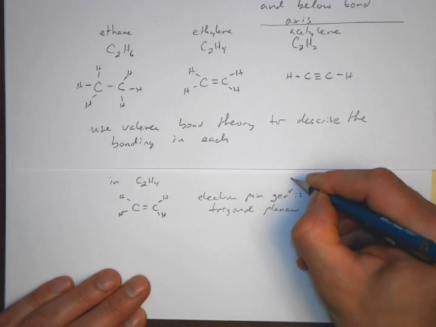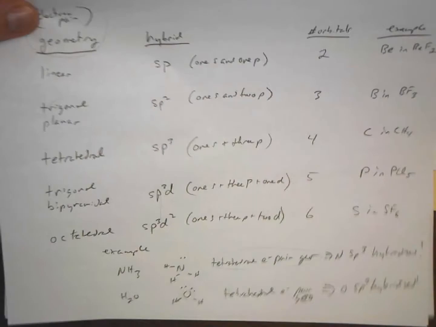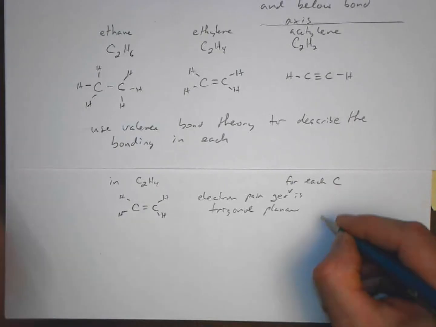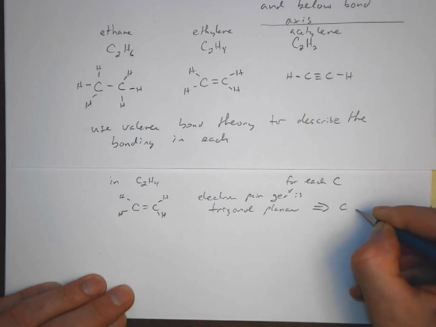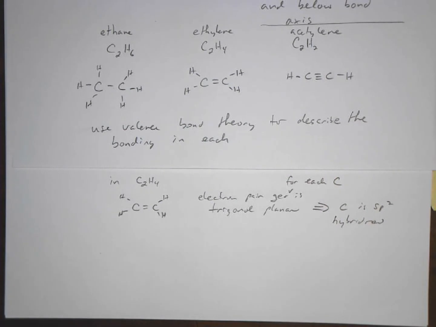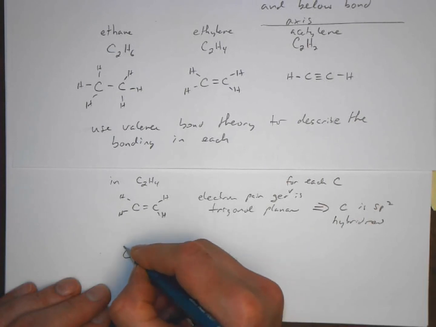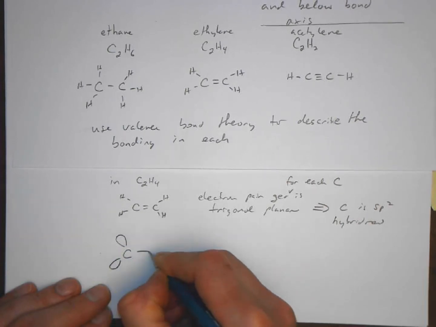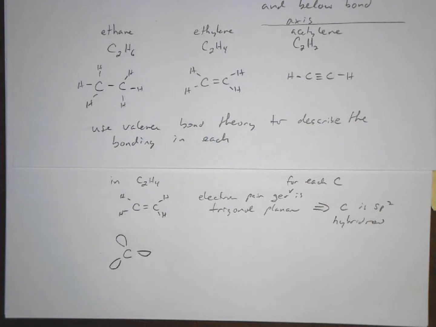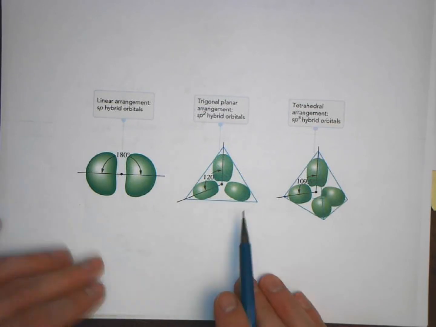So electron pair geometry for each carbon is trigonal planar. Since it's trigonal planar electron pair geometry, automatically we know carbon is sp2 hybridized. So what we have with each carbon is a trigonal planar arrangement of the sp2 hybrid orbitals.